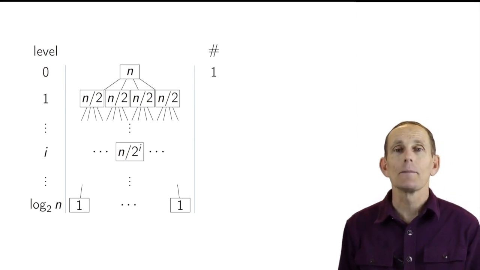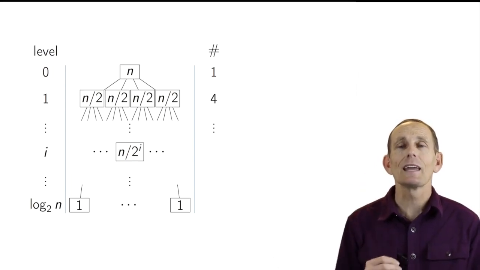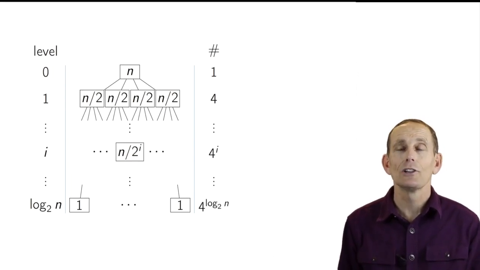How many problems do we have? At level 0, we have 1 problem. We have then 4 problems. If we go to the ith level, we have 4 to the i problems. And at the very bottom, then we have 4 to the log base 2 of n problems.